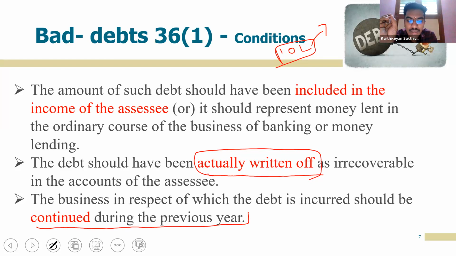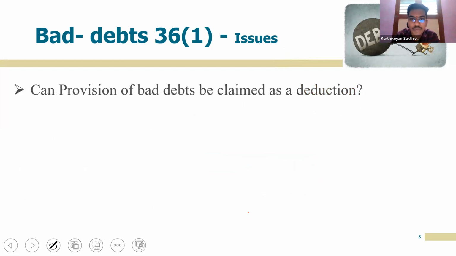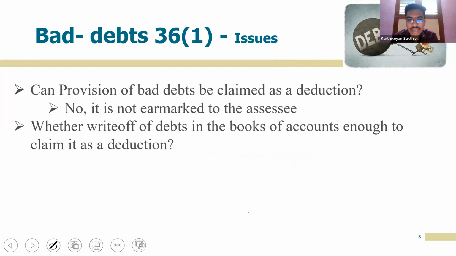Third, the business for which the debt is incurred should be continued in the previous year, right? So in the point that we already saw, can provision of bad debts be claimed as reduction? It cannot be claimed as reduction since it is not earmarked to the assessee.